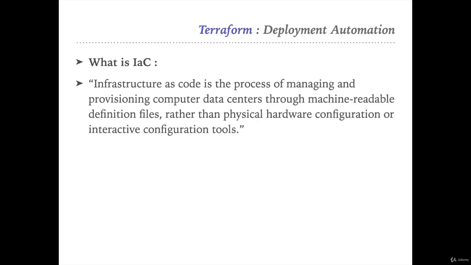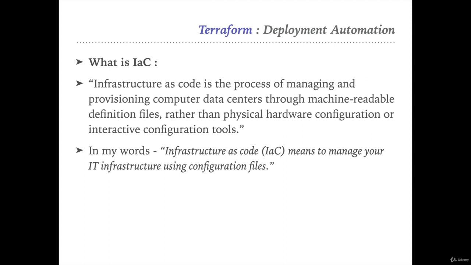If we go with the definition, then infrastructure as code is the process of managing and provisioning computer data centers through machine-readable definition files rather than physical hardware configuration or interactive configuration tools. That is the definition of IaC. But in simple words, in my words, we can say that infrastructure as code means managing your IT infrastructure using configuration files. That is the simplest definition, which I really like.